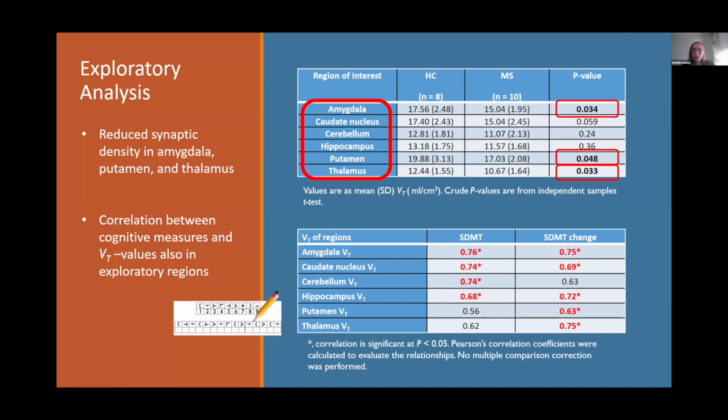And we then also were curious whether we would see a correlation in those areas with the cognitive test results that we had. And indeed, in most of the exploratory regions, we also saw a correlation between the synaptic density and the information processing speed, as you can see here in the lower box. And when we then looked at the SDMT change during the 5 years prior to PET imaging, we see that even more regions were involved. And also putamen and thalamus became significant here on this level.